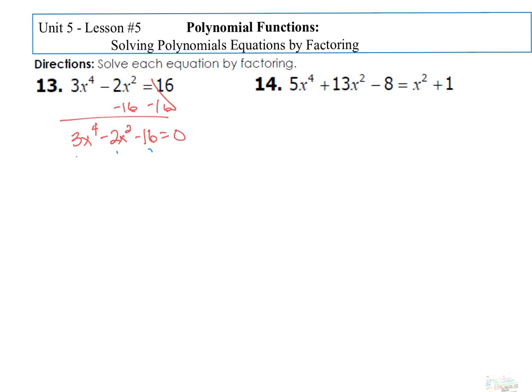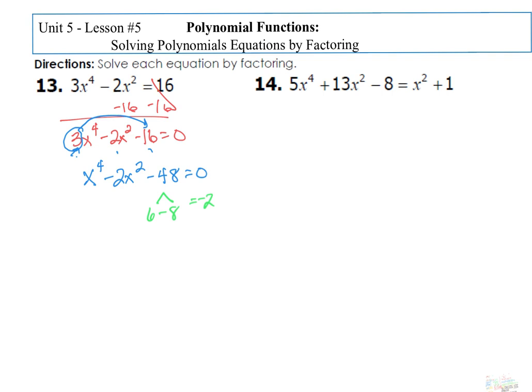Okay, I have 1, 2, 3. I want to do a factor tree, but I have got this 3 in front of x to the 4th. It does not divide into 2 or 16, so it's a slider. We're going to take 3, slide, and times it to 16. So it's x to the 4th minus 2x squared, and 3 times 16 is negative 48. It's all equal to 0. So now we can do our factor tree, looking for two numbers that multiply to negative 48 and subtract to negative 2 would be positive 6 and negative 8.